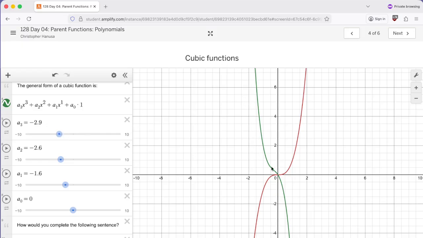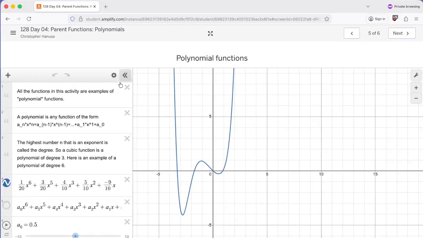Right here, this has no bumps, but it has this shape. So it's a little bit harder to describe than the others. This is the shape of a cubic function. And all of these functions are examples of polynomial functions.